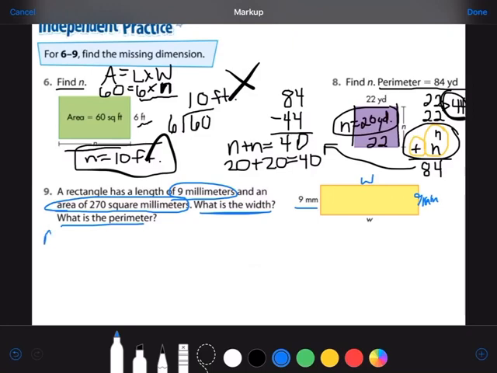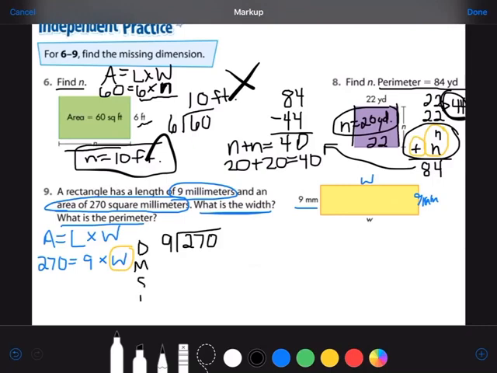The area is equal to length times width. The area is 270. The length is 9, they told us, times the width. We don't know what that is. How do we find the missing part of a multiplication problem? We do the opposite, inverse operation. What's the opposite of multiplication? It is division. So let's take our answer, 270, that's the area, and let's divide it by the side we know. That's 9, right? We're going to divide, that's long division, daddy, mother, sister, brother, rover.